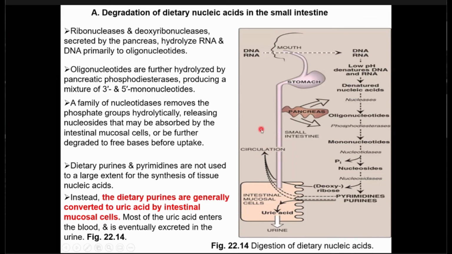So what information is important here? You need to know that the DNA and RNA received from food will be degraded into pyrimidine and purine bases, which will be absorbed. So the dietary purines are generally converted to uric acid by intestinal mucosal cells.